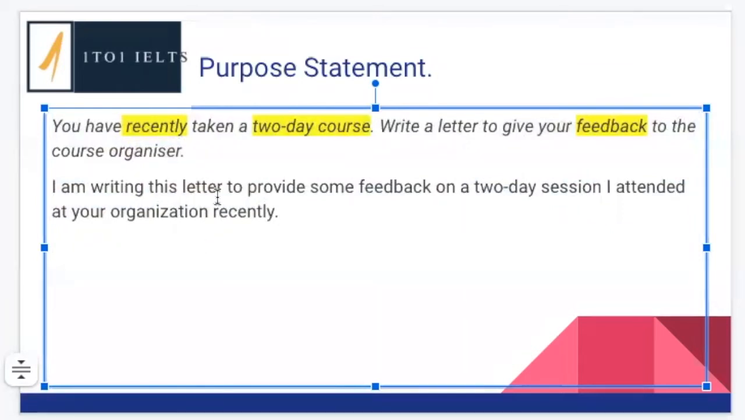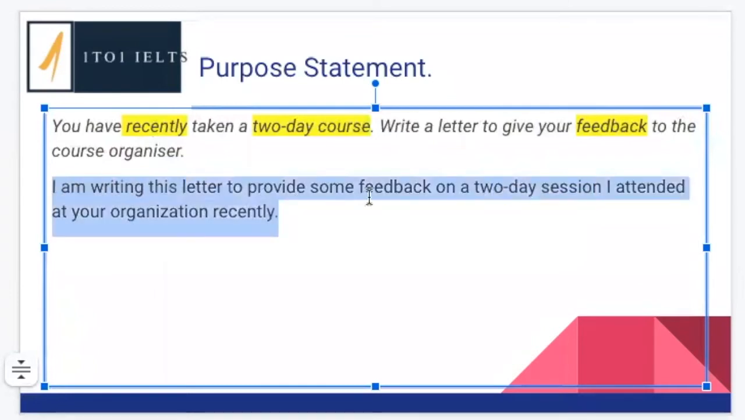Okay, while everyone else is working, let's have a quick look at this one. So I am writing this letter to, so I think most of your letters are going to start like this. This is really nice. So I'm writing this letter to provide some feedback. Excellent, we've covered the feedback. Provide some feedback on a 2-day session I attended at your organization recently. Okay, so we've covered the recently. We've mentioned that it's 2-day. 2-day session works fine. Our tone is accurate.